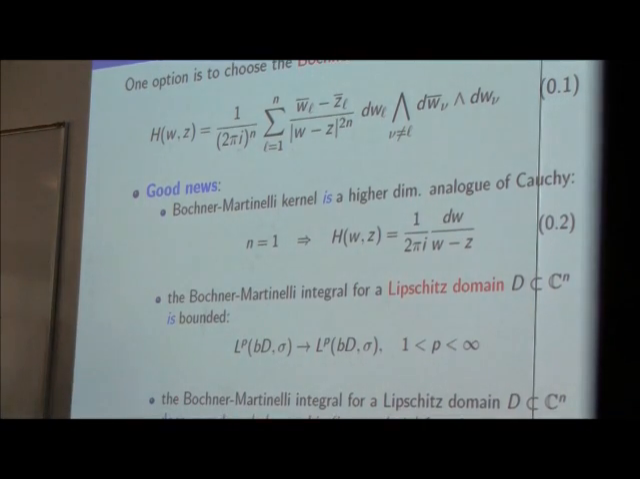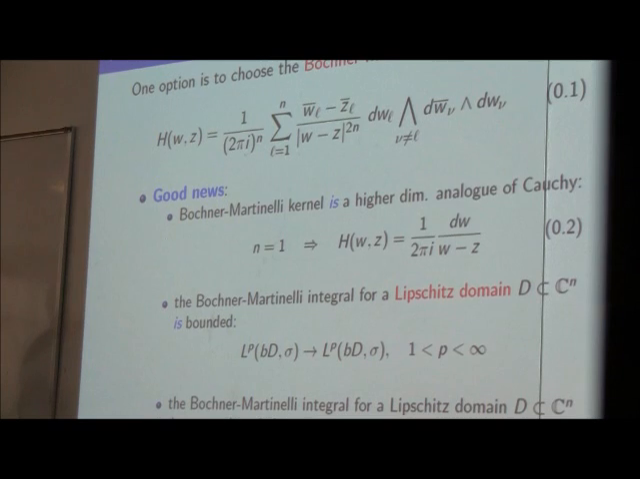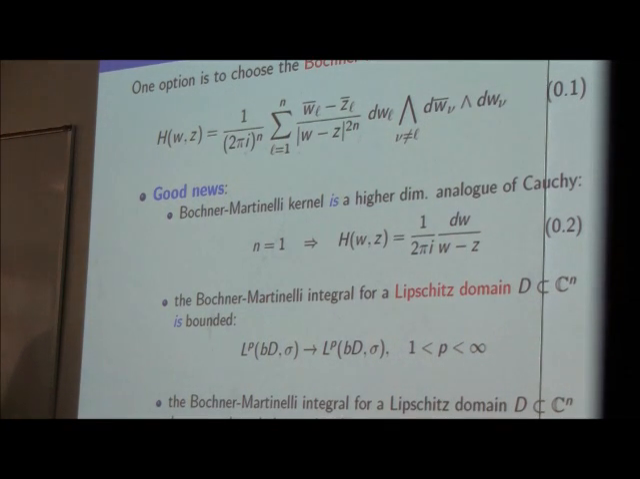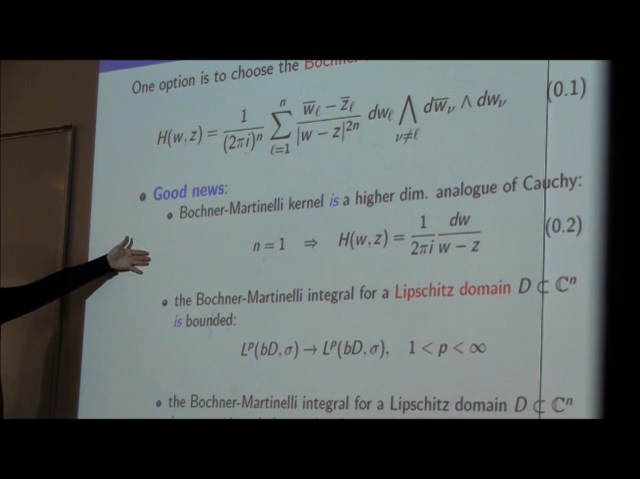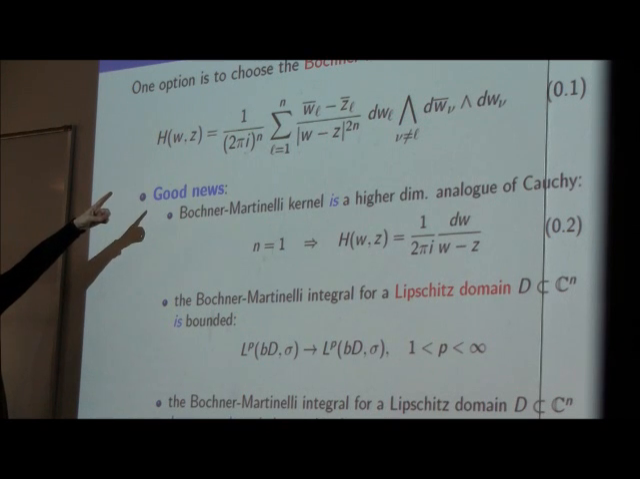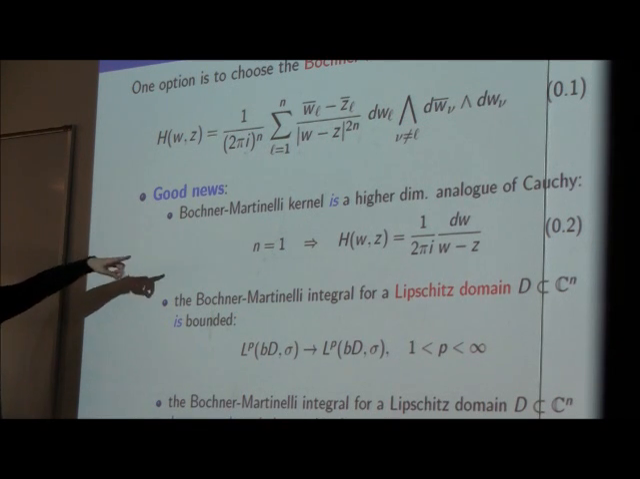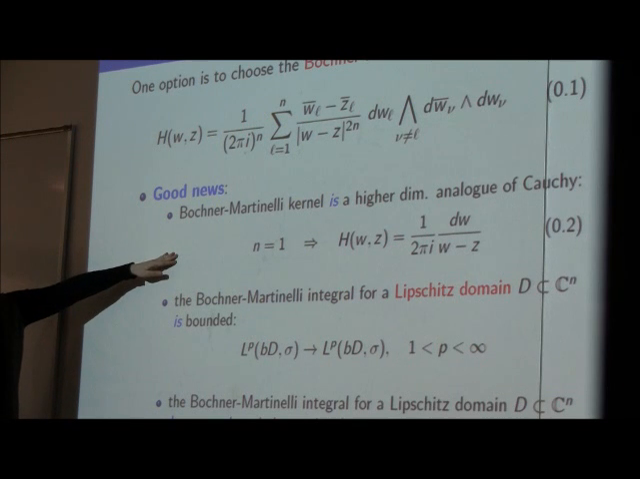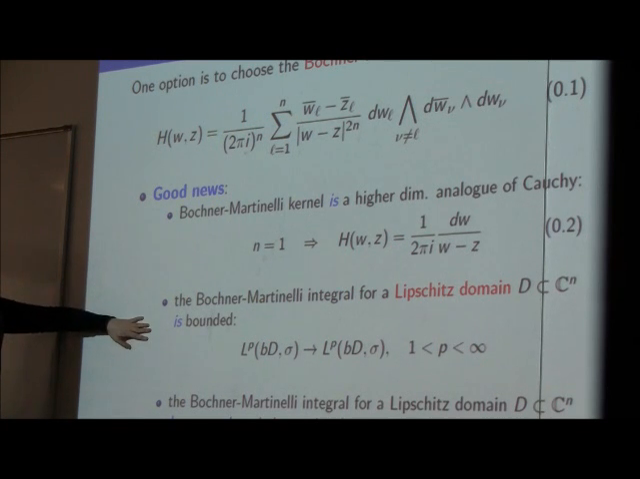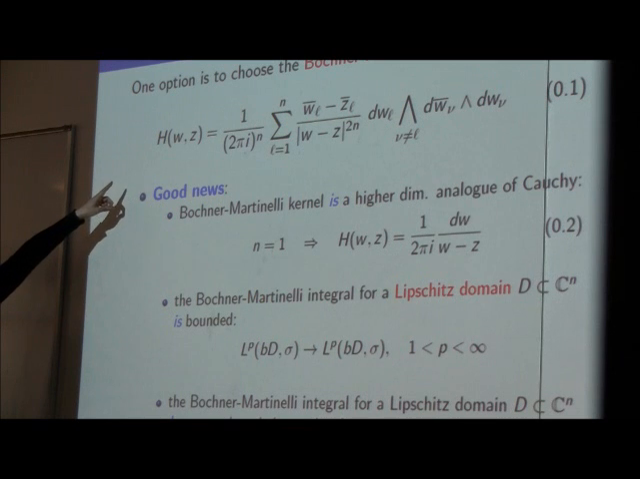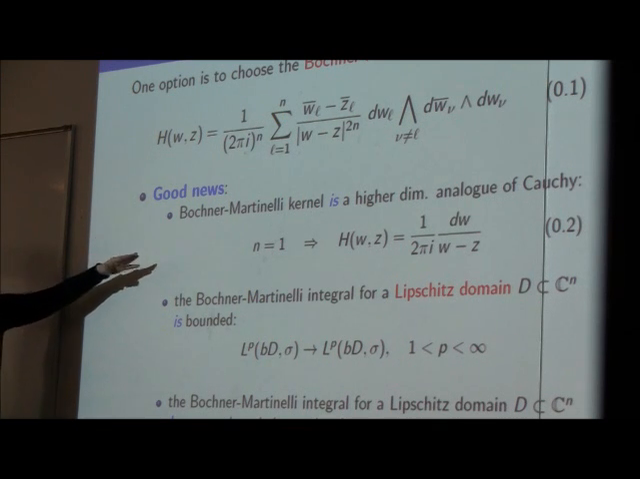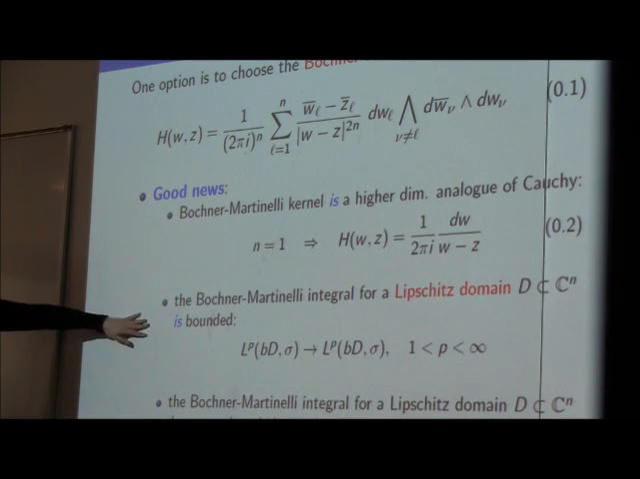So what is the good news about the Bochner-Martinelli kernel, which has been around since the 1940s? The good news is that indeed this is a higher dimensional generalization of the Cauchy kernel. If you let n be equal to 1 up there, everything simplifies down to the original kernel. The other piece of good news is that if you study this kernel as a singular integral operator acting on the boundary of the Lipschitz hypersurface, again, this operator is bounded in LP.